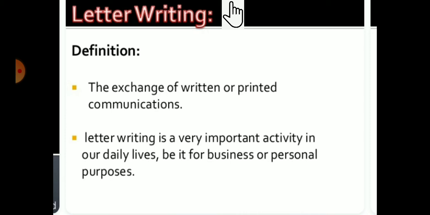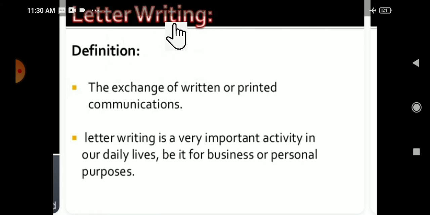So students, today we are going to discuss letter writing. Which portion? Letter writing. So today's topic is letter writing. Maybe you are aware of letter writing, and this is what you were practicing in your previous classes, isn't it? Letter writing is one of the important parts of the writing section.